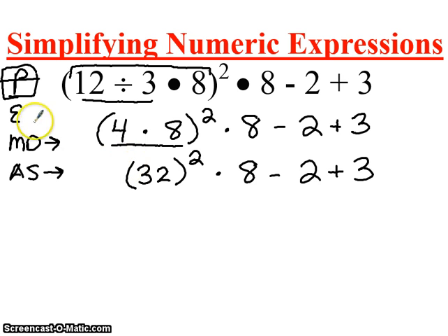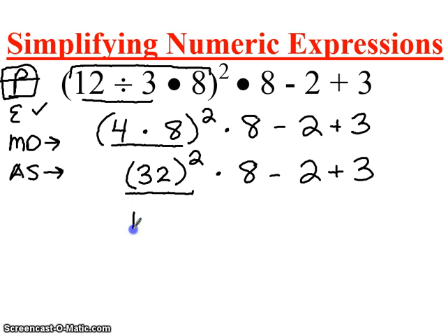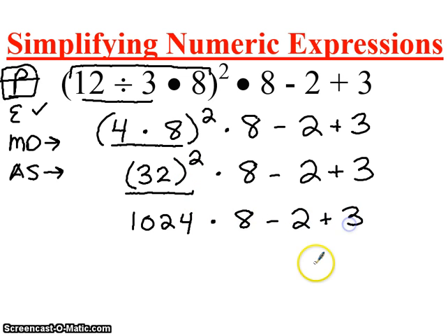Do we have any exponents? Yes, we have 32 squared, which we know means 32 times 32, which is 1,024. So I rewrite 1,024, which is 32 squared, and rewrite the rest of the expression. Now, do we have any more exponents? No, but we do have multiplication in our problem.